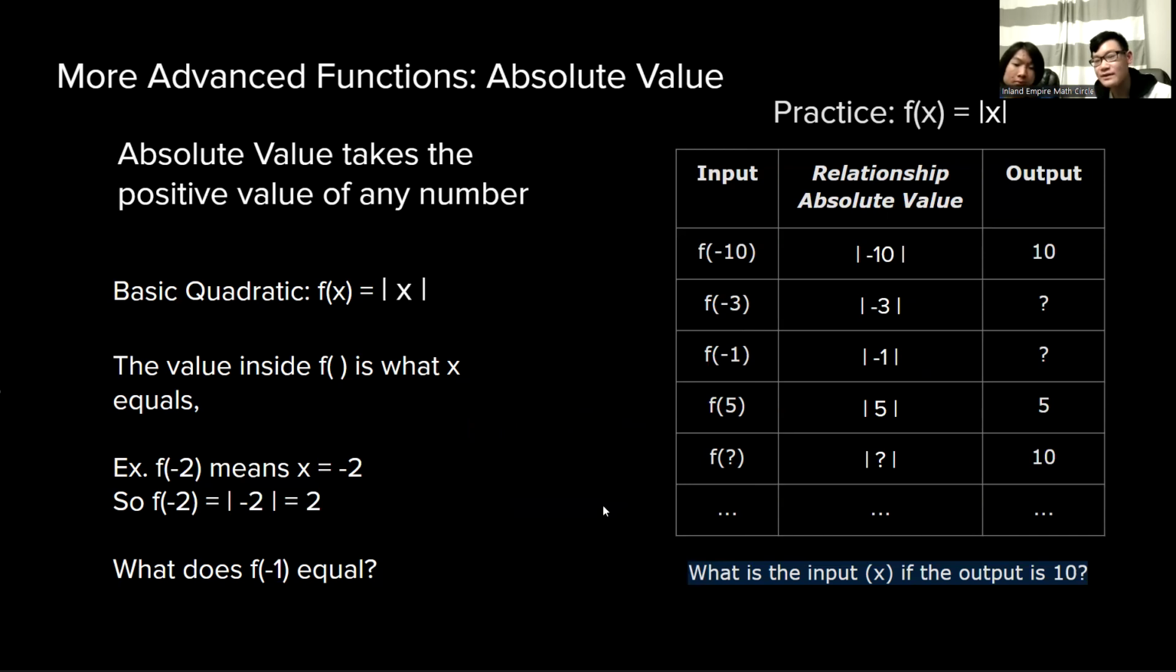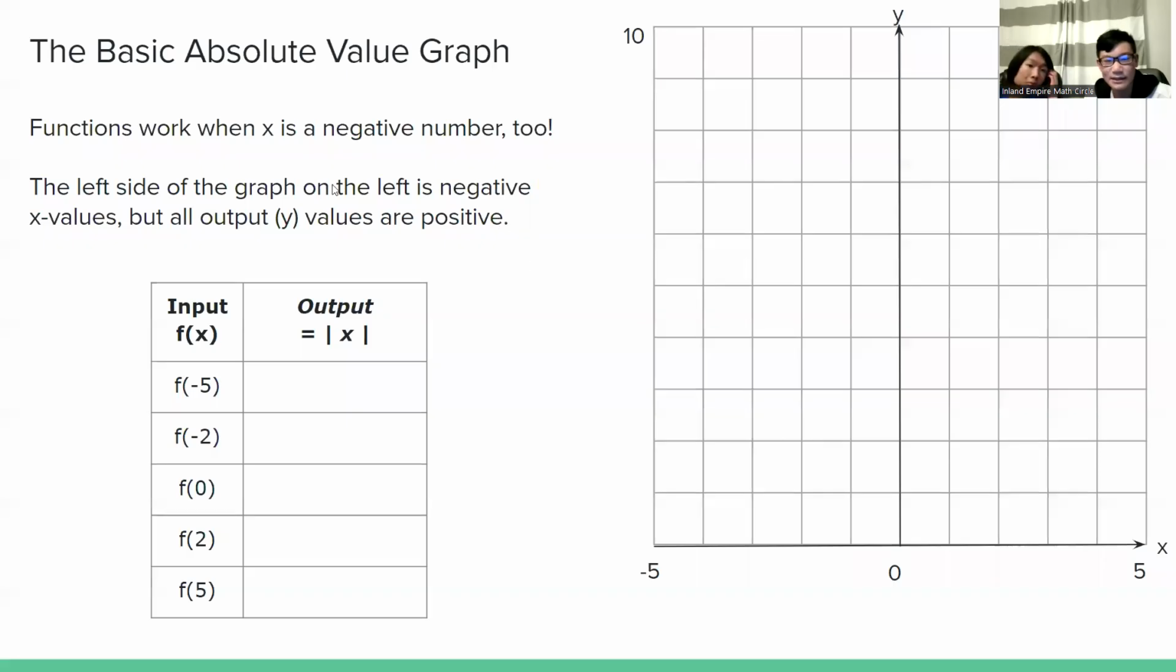Except this time, if you notice that f of x equals x is still a line. It's just a really simple line. There's no m or b. The slope is just 1. But once we have the absolute value, it changes things up a little bit. So we can use this table to plot points again. So if we try out -5 for this function, do you guys want to answer some of these points here? So for the inputs and for our outputs.